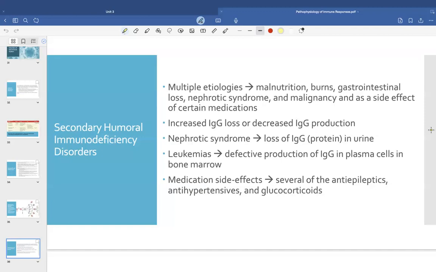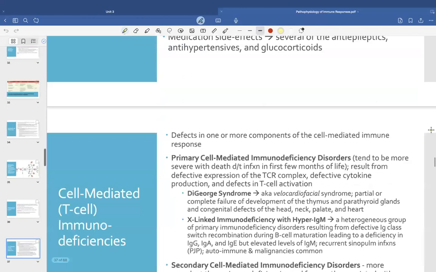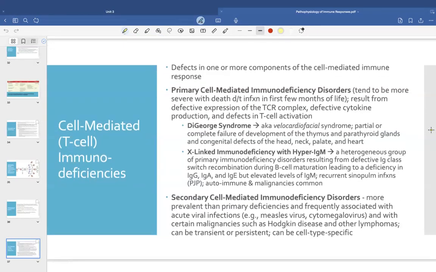And so you can take a look here. Some of your anti-epileptics, antihypertensives, and your steroids, the glucocorticoids that we use as anti-inflammatory agents, they're going to suppress our immune system. All right, now let's flip over to the cell-mediated side. And we're specifically looking at T cell immunodeficiencies here.